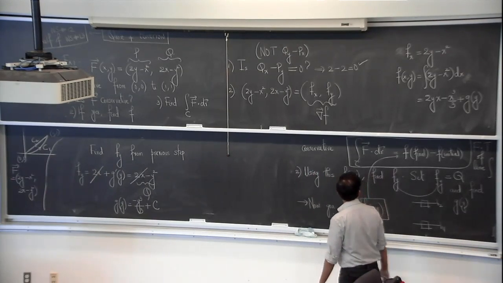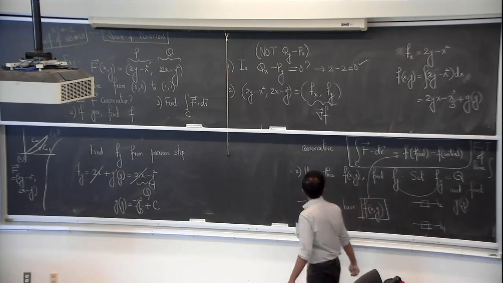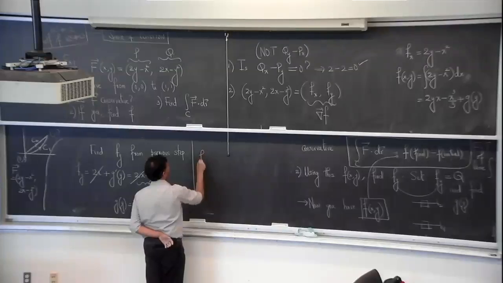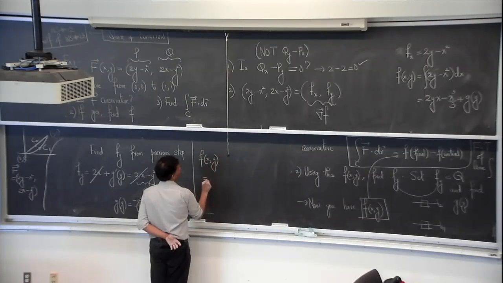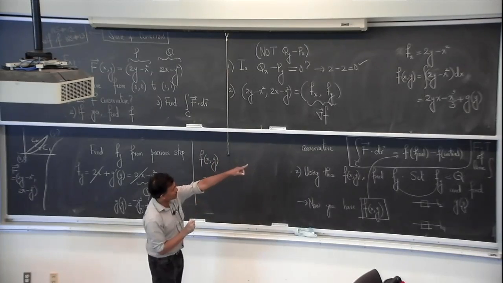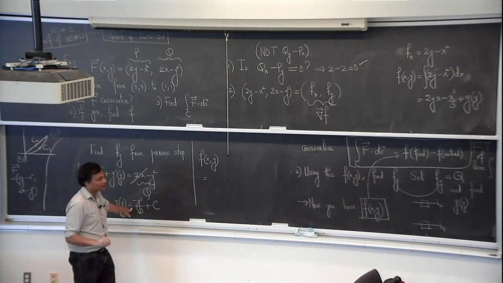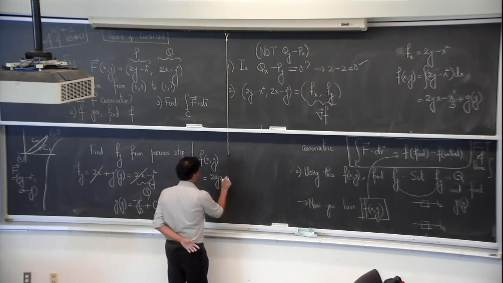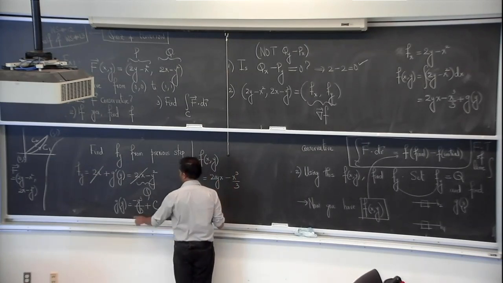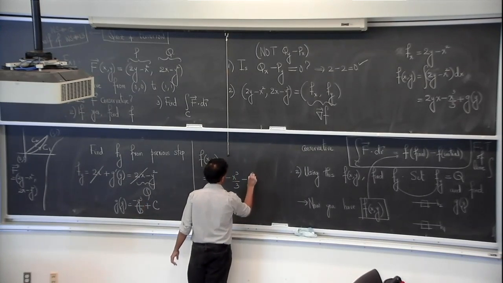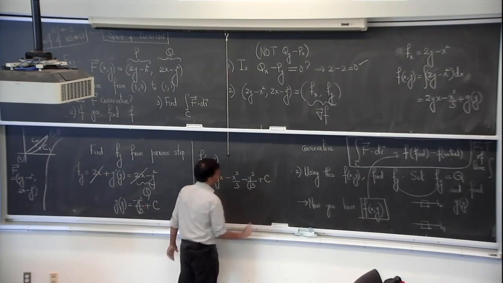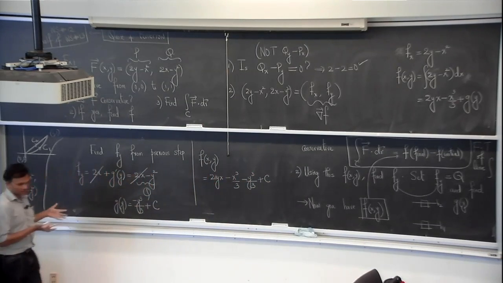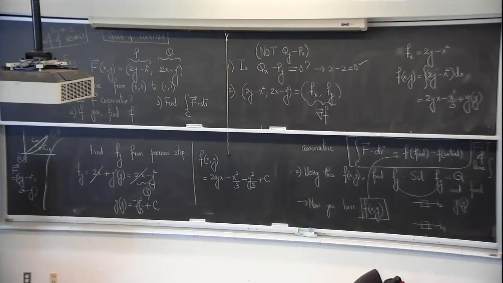Okay, so now we have it. So f of xy is equal to that step plus the g of y we got here. So that's going to be 2xy minus x to the power of 3 over 3 minus y to the 3 over 3 plus c. Okay, it's a scalar function. There are no components here. This is just some surface in the xyz space.